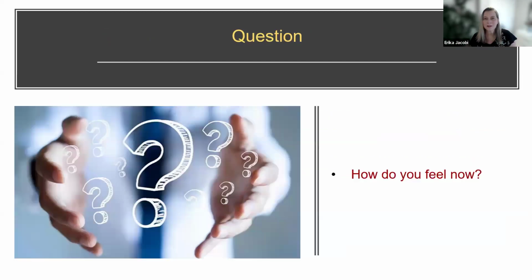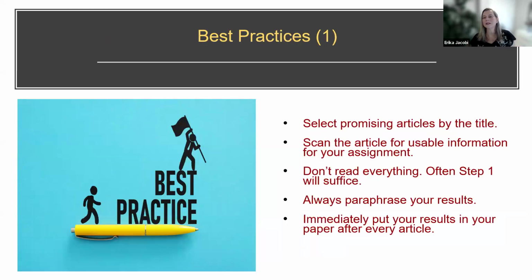All right, I want to get to the Q&A. So I want to share best practices as a summary of what we've discussed so far, so that you can practice it more at home. So, summary of best practices: select promising articles by the title. Scan the article for usable information for your assignment, not to fully understand everything. Don't read everything. Often step 1 will suffice. Always immediately paraphrase your results. Immediately put your results in your paper after every article, right?